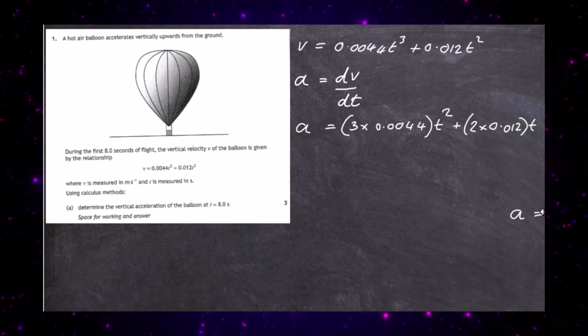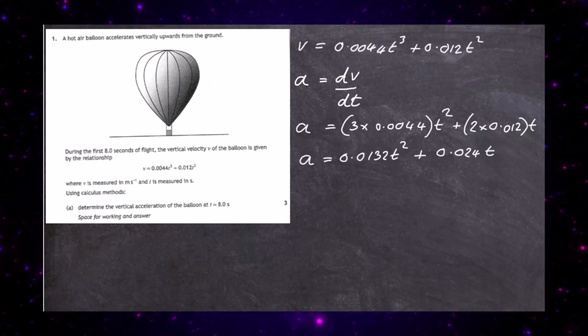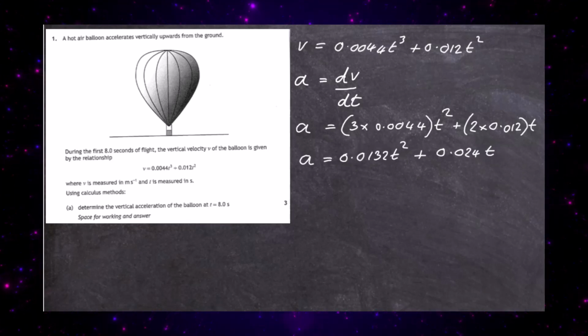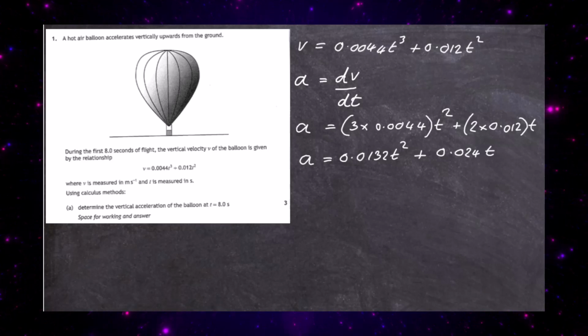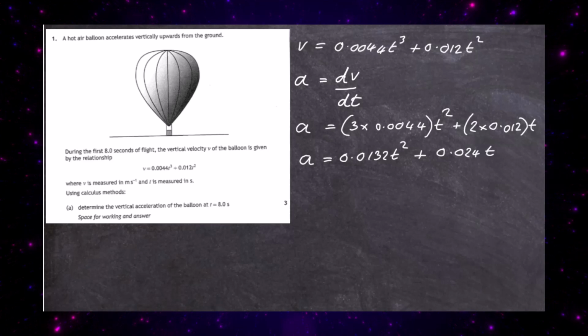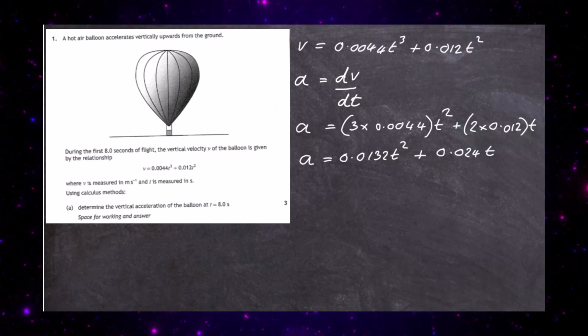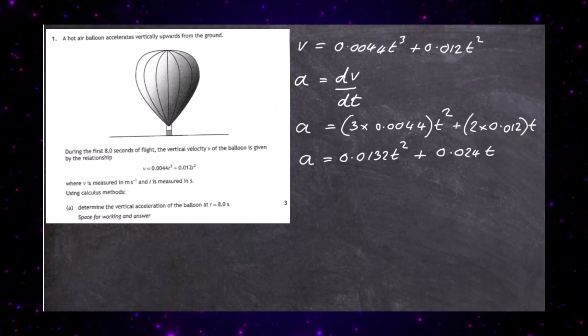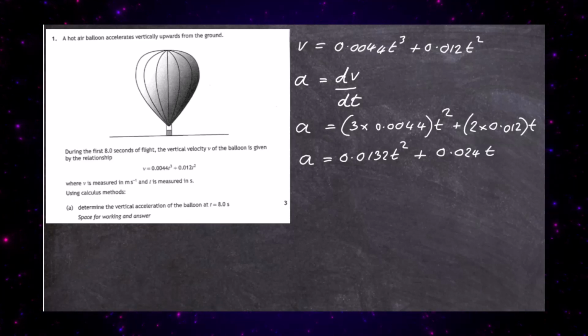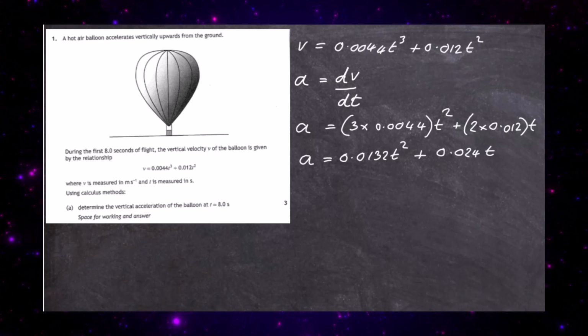And all we have to do is put in a little simplification, multiply the 3 through there, and we get 3 times 0.0044 gives us 0.0132 t squared, plus, and we multiply by the 2 to give us 0.024 times t. So that's now us got the function for the acceleration, if you think of it in maths terms. And all we have to do is put in the value of t being equal to 8 seconds.